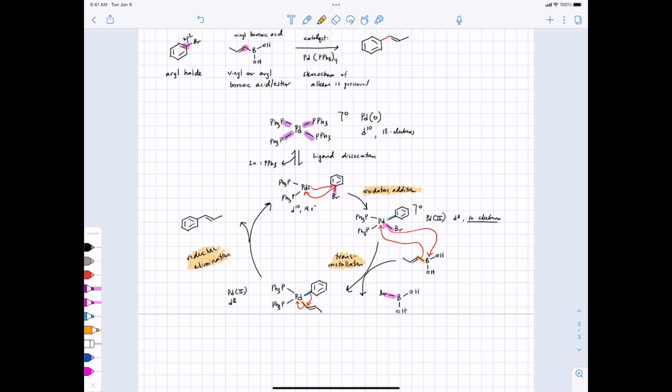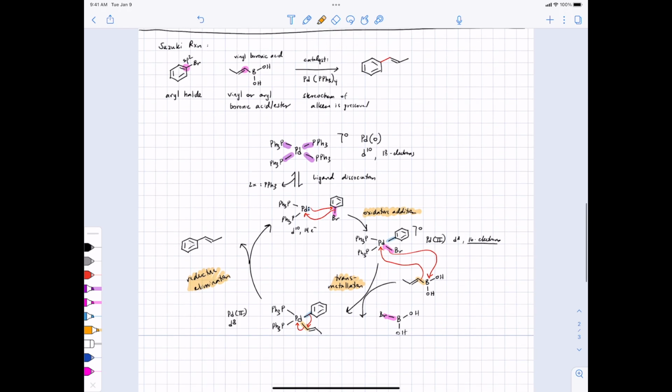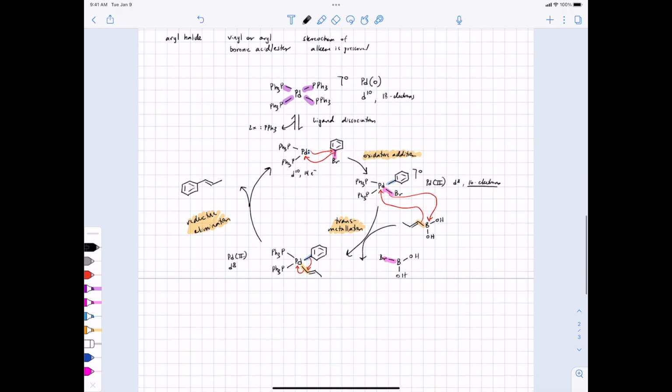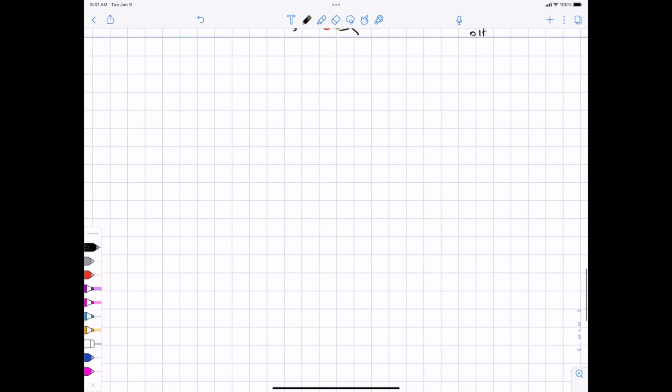So let's just say a little bit about the types of vinyl or boronic acids or esters that work. Aryl halides we won't say much about because you guys know how to make those. That's an electrophilic aromatic substitution kind of question. But where do we get vinyl or boronic esters from?